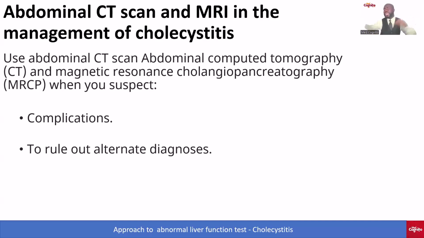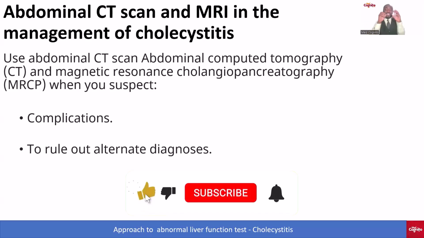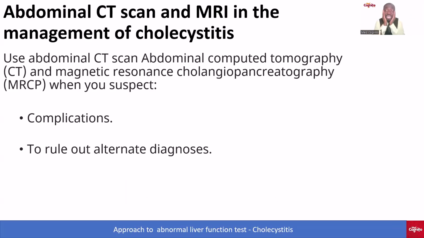If you think complications, and what are some of the complications? Gangrene, gallbladder wall perforation, Mirizzi. You want to do CT or MRCP. So doctors, when you see those words, at times, because you're not a general surgeon or a gastroenterologist, you go like, oh my goodness, what am I going to do? But if you just follow these steps: HIDA, what am I going to do? A HIDA scan. What am I going to do? MRCP. What am I going to do? CT scan. I'm good.